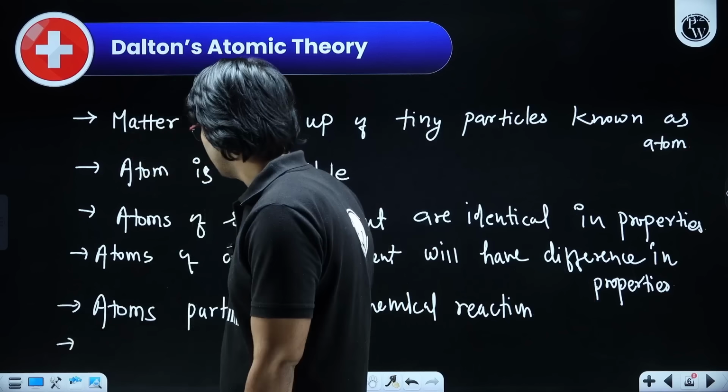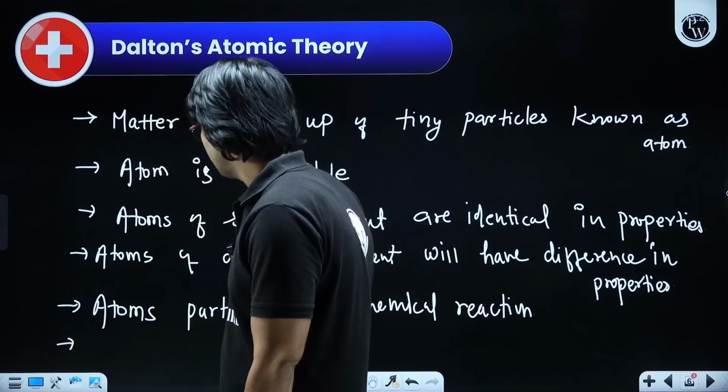combine in simple whole number ratio. So these are certain points we have according to Dalton that he said regarding atoms.